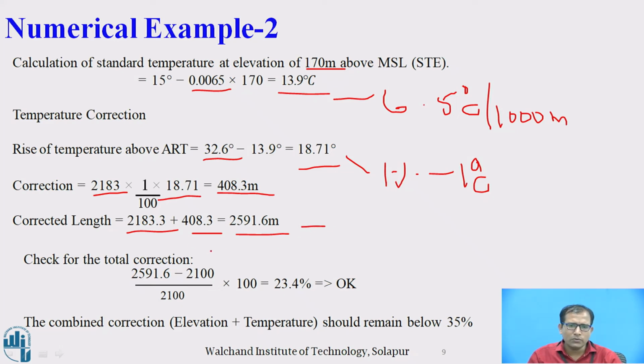Now we already know that the increase in length after applying the corrections for temperature and elevation should not exceed 35%. So the increased length is 2591 and the basic length is 2100 meter. Take the difference and divide by the original length, into 100. This is 23.4, which is less than our 35%. Hence it is below 35%, hence it is okay.